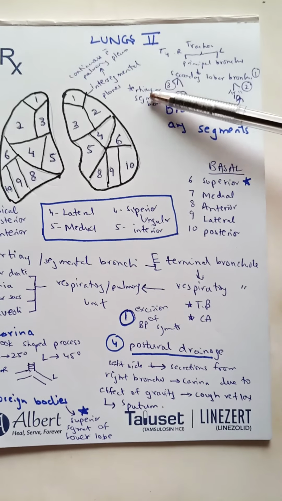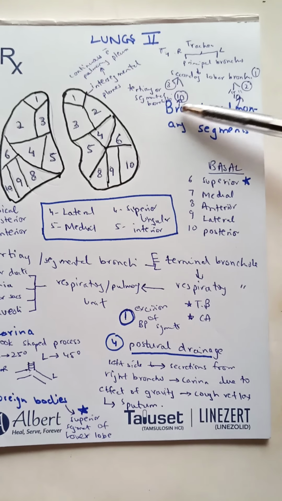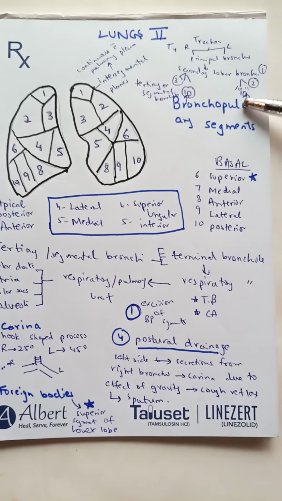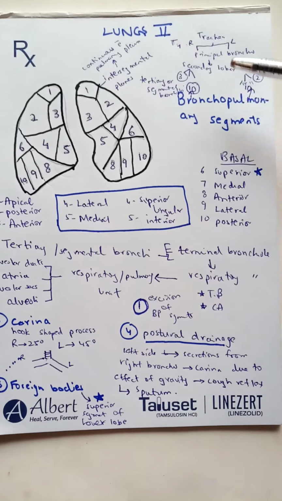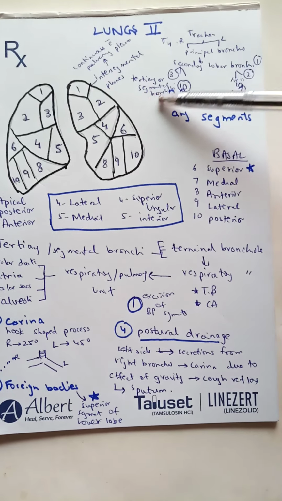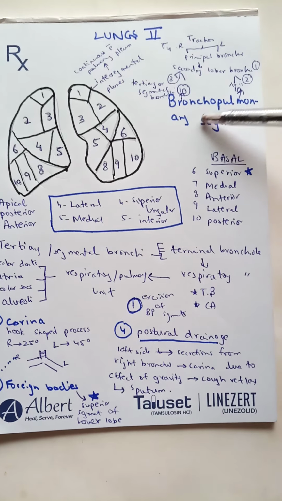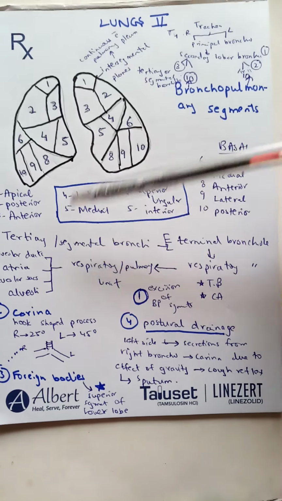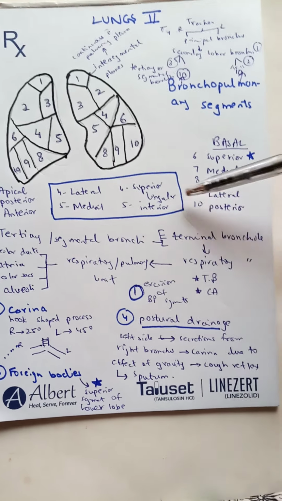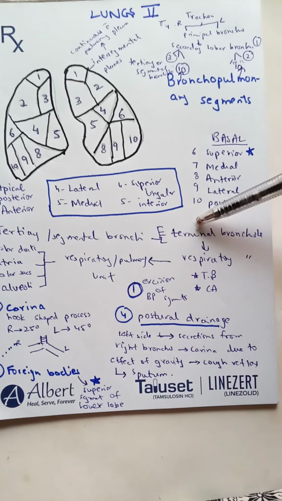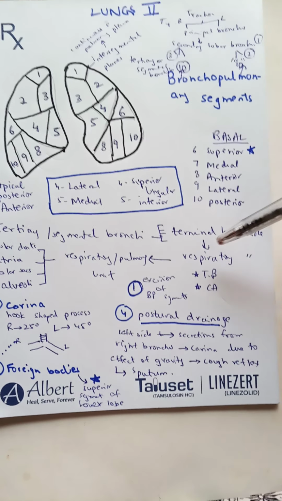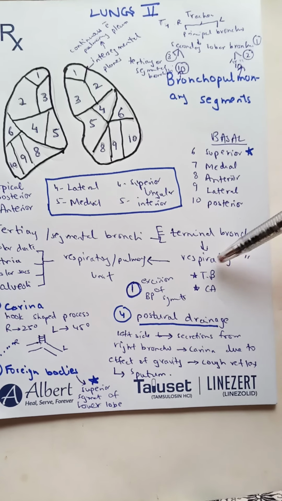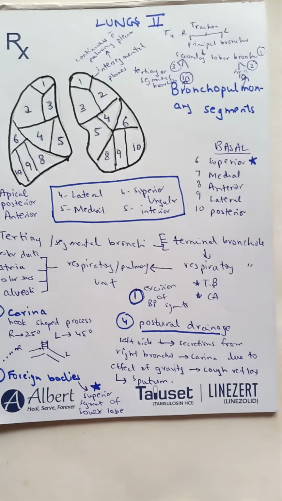Further division is the tertiary or the segmental bronchi, which are 10 in the right lung and 10 in the left lung. These 10 tertiary or segmental bronchi are known as the bronchopulmonary segments in each of the lungs. Further on, the segmental bronchi divide into multiple terminal bronchioles. The last division of the terminal bronchioles is known as the respiratory bronchiole.